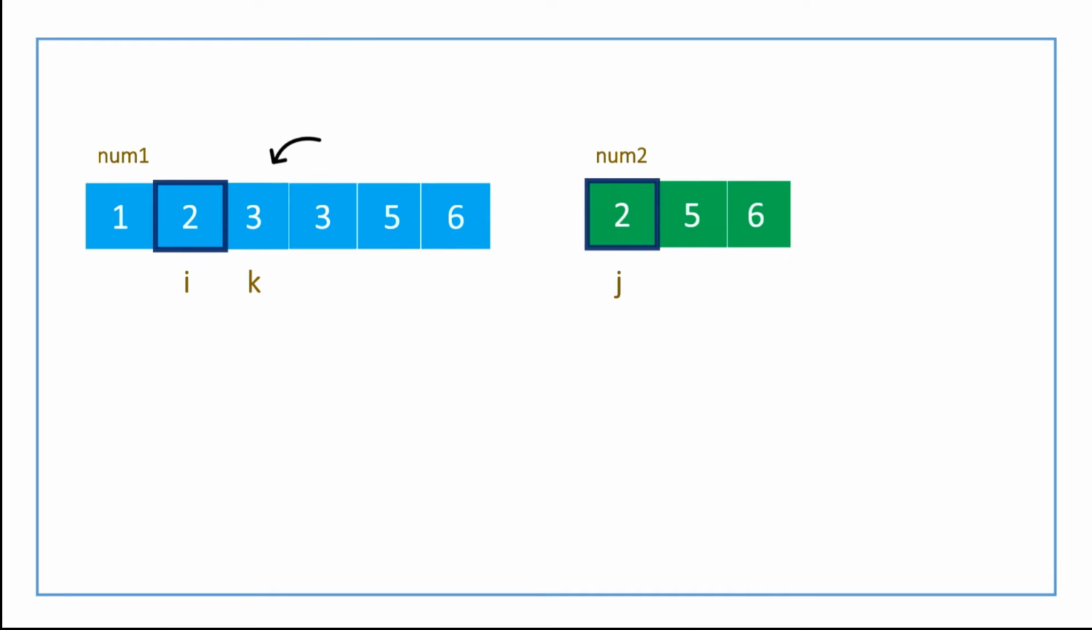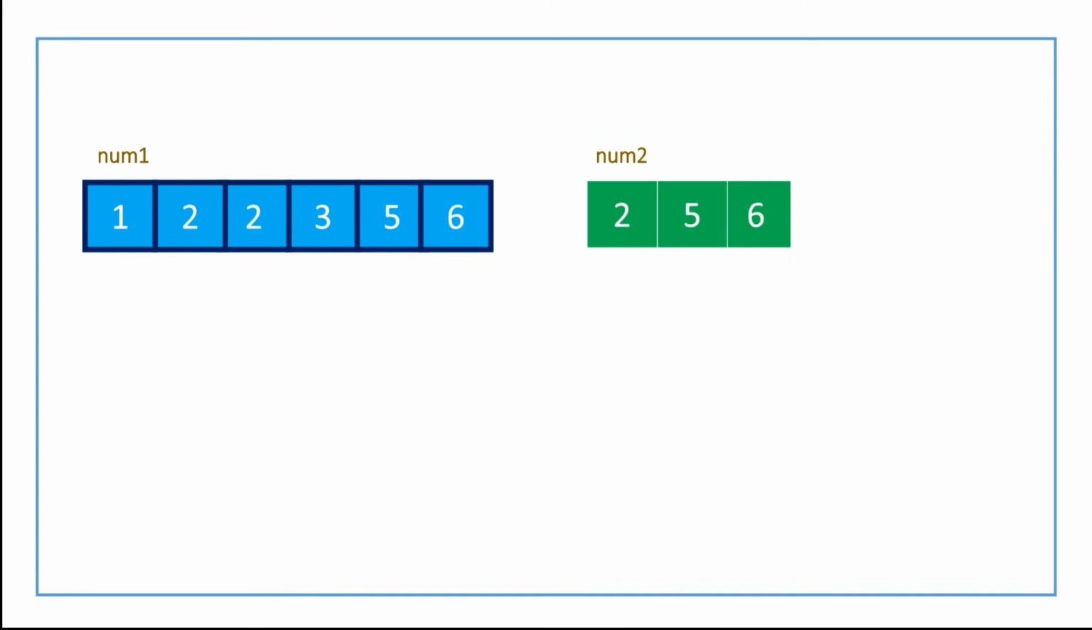Now we compare the elements at I and J. This time both values are equal. So we pick element from num2 and place it at position K. Since we picked element from num2, we decrement K and J. So now index J is less than 0. That means all elements from num2 are merged into num1. So our final result is in num1. So this is how this logic works.